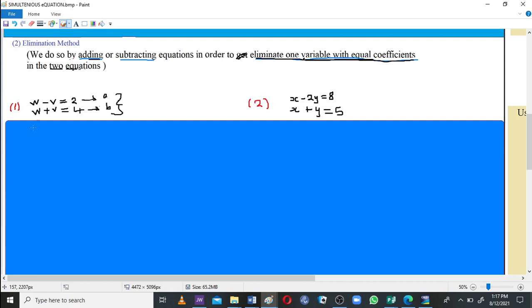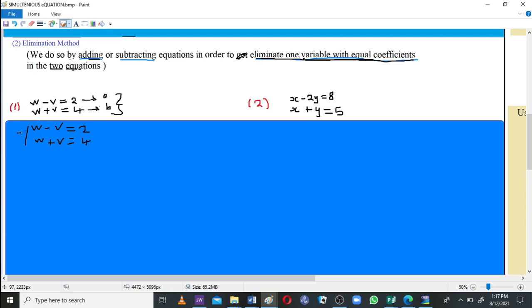So we have w minus v is equal to 2, and the other one we have w plus v is equal to 4, right? So here we want to eliminate. You can choose which variable you want to eliminate. Of course, all variables here have coefficients of 1, as you can see. So what are we going to do?